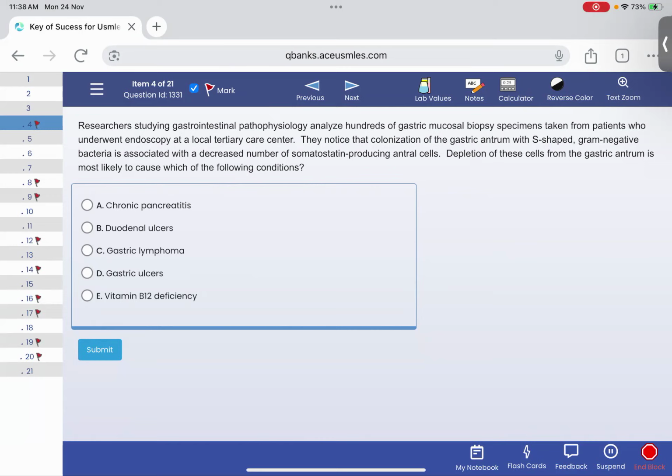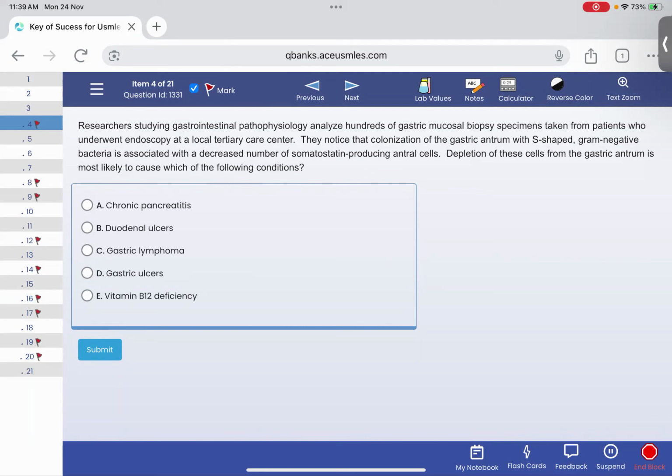So these patients have this H. pylori, right, which is associated with a decreased number of these delta or somatostatin producing antral cells, right? So what is the correct option? C, this gastric lymphoma. No. No? Duodenal ulcer. Sorry?